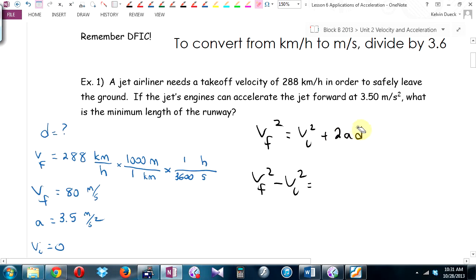What am I trying to get by itself, Jordan, my friend? 2A. What's the 2A doing to the D mathematically? Adding, subtracting, multiplying, or dividing? So how will I move it over? And it's two things. So the whole thing and underneath a big fraction, there's my new equation.